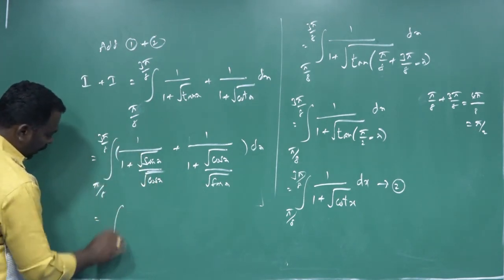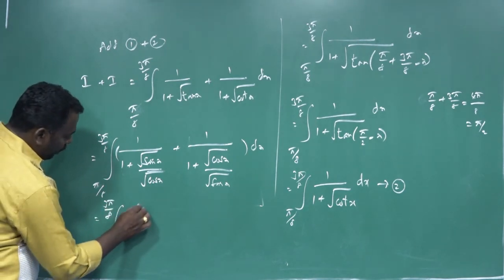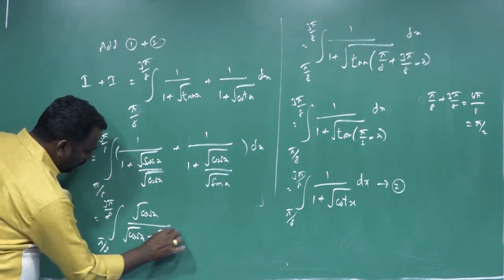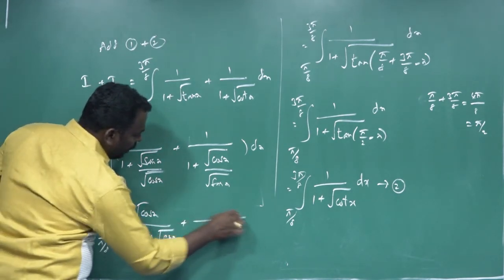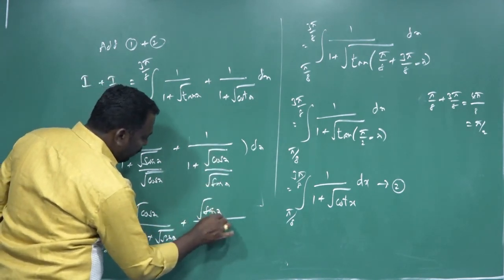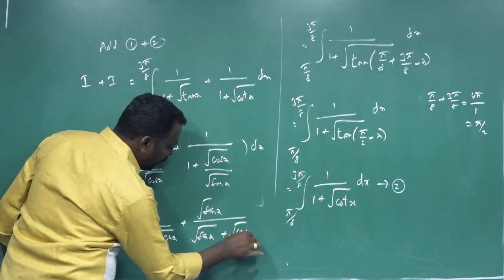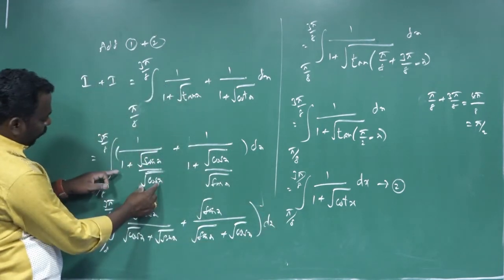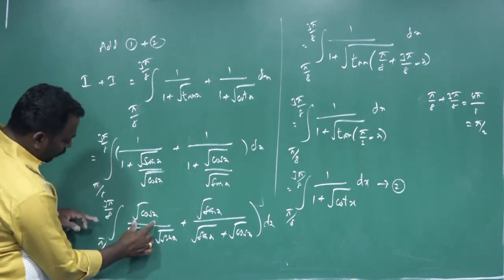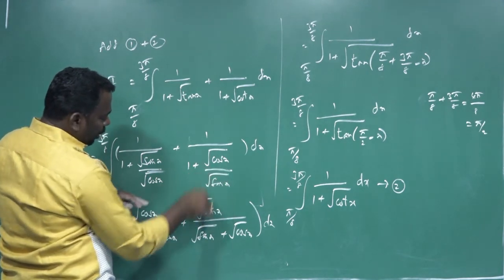Similarly for the second one, that is equal to the integral from pi by 8 to 3 pi by 8 of root cos x by root cos x plus root sin x, plus again taking the common denominator, the denominator comes to the numerator, root of sin x by root of sin x plus root of cos x, dx. Multiply the terms: root of cos x plus root of sin x by cos x comes as numerator, and root of sin x plus root of cos x by sin x comes as the numerator.